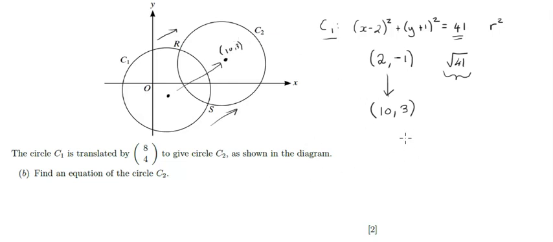And now we can form the equation of our circle. Because remember, for a circle, we just need to know the center point and its radius. So now the equation of C2 is therefore going to be (x - 10)² + (y - 3)² = its radius squared. The square of the square root of 41 is 41. So this is the equation of C2.